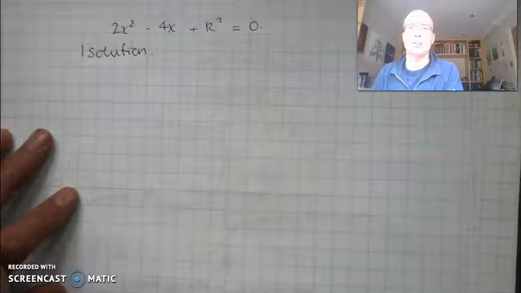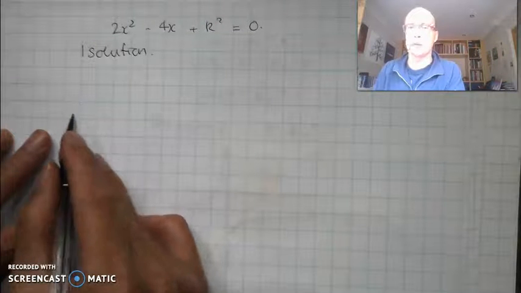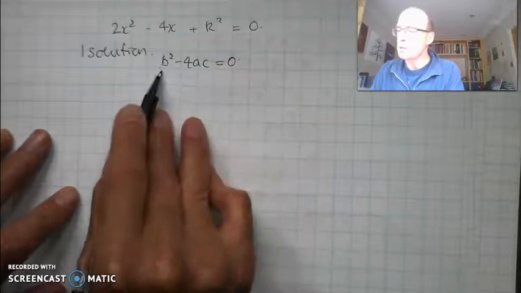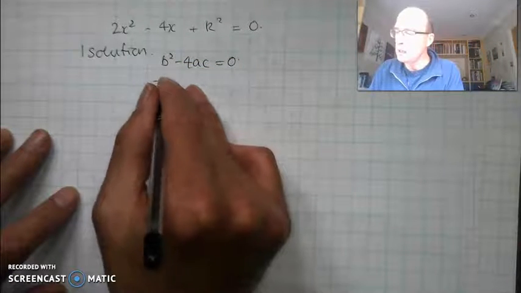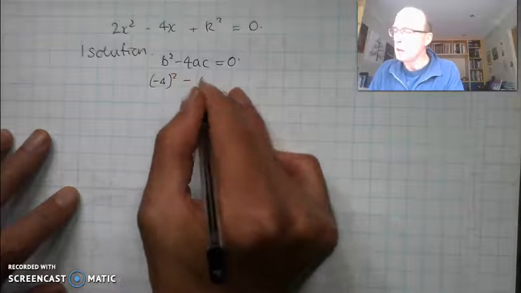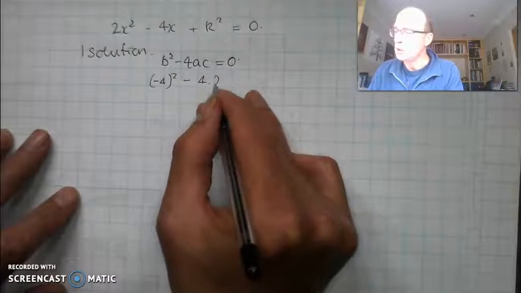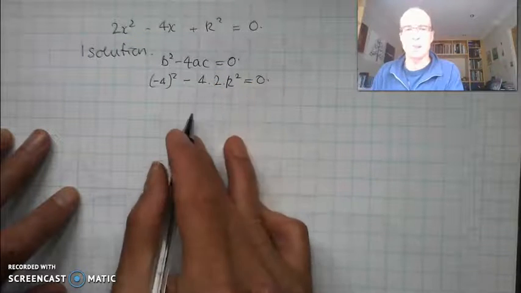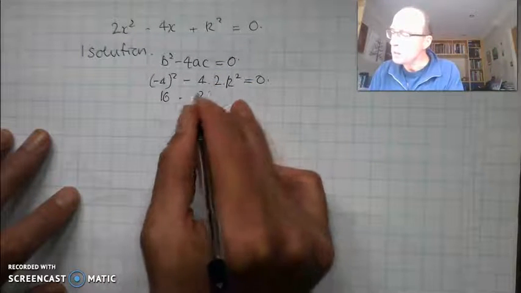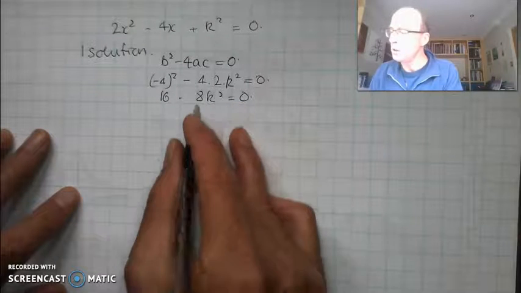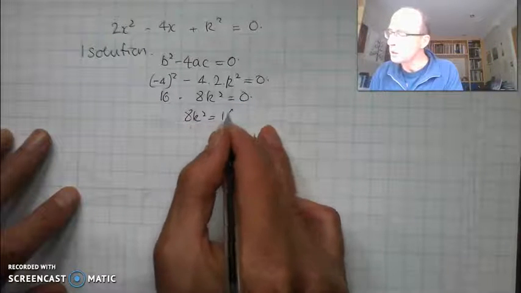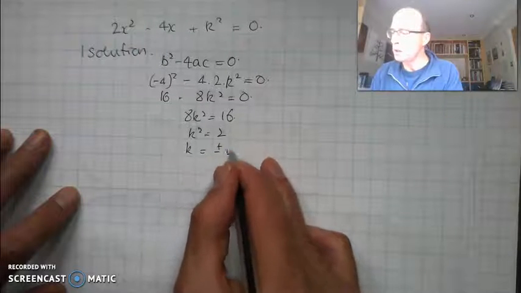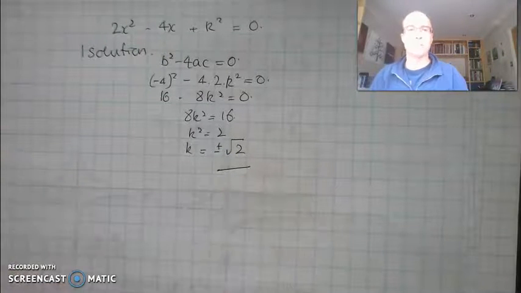You've got to be thinking discriminant. You've got to be thinking b squared minus 4ac. b squared minus 4ac is equal to 0. So my b is negative 4, so negative 4 all squared minus 4 lots of a, which is 2, multiplied by c, which is k squared, and that's going to be equal to 0. So I've got 16 minus 8k squared is equal to 0. 8k squared equals 16, k squared equals 2, k equals plus or minus the square root of 2.